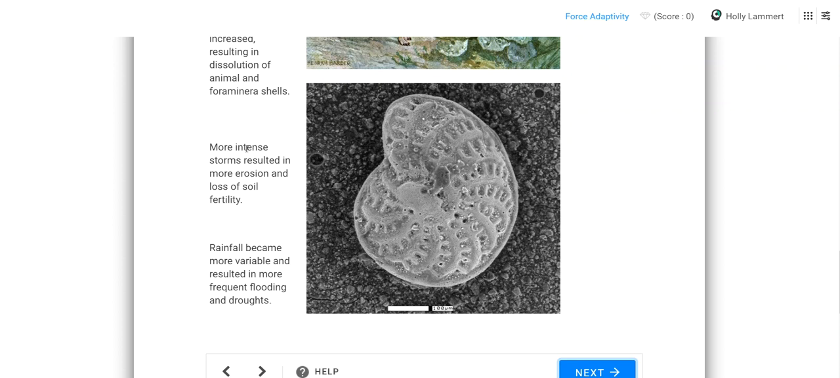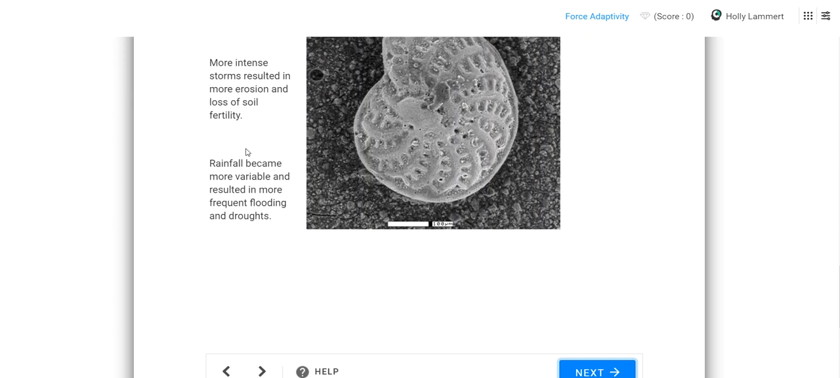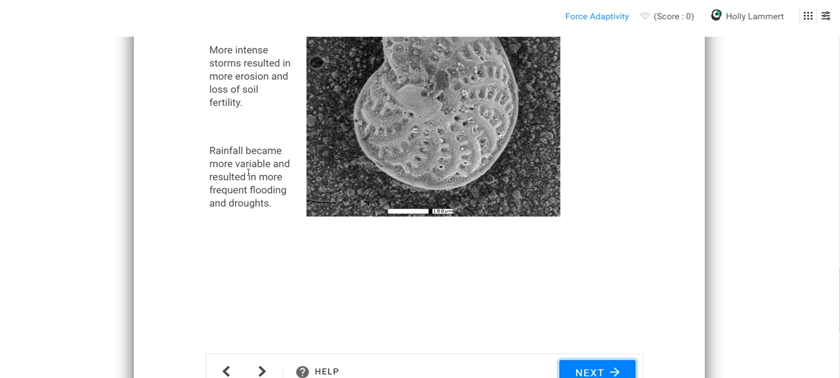More intense storms lead to erosion, and when the soil erodes, that makes the soil less fertile, able to grow crops, which is what humans ultimately care about if we are wanting to feed ourselves. And here, rainfall became more variable and resulted in more frequent flooding and drought. Just giving a minute to write that down.